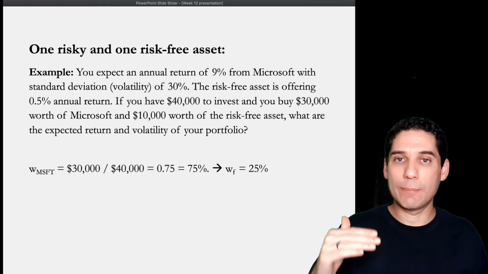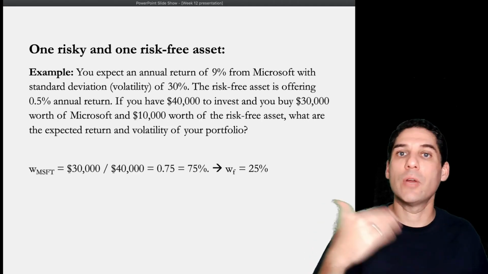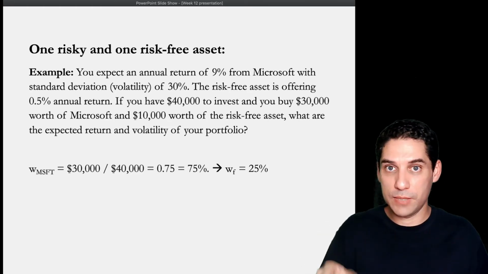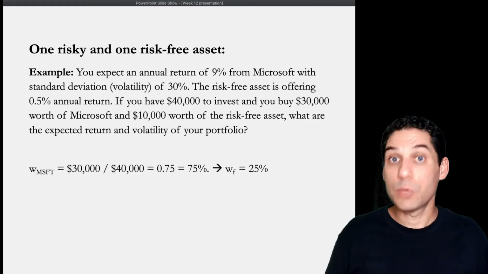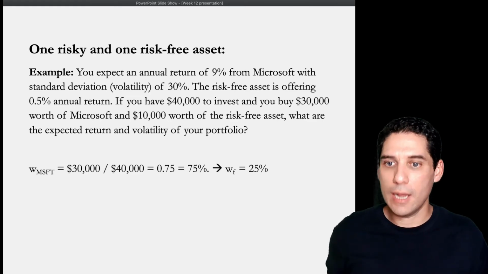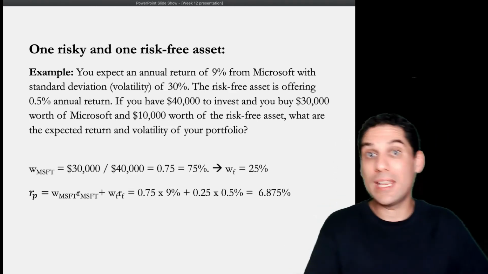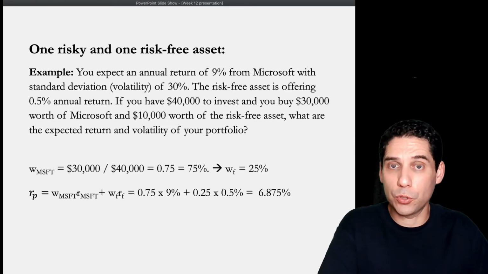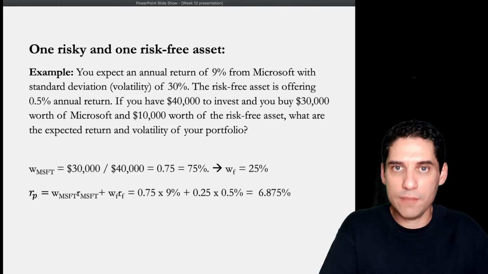So the higher the portfolio weight on the risky asset, the riskier our portfolio will be and the greater our expected return will be. The lower the portfolio weight on the risky asset, the lower our return will be, but in turn, the lower the risk will be. So that's exactly what we're going to see, right? Portfolio return, R_P, is going to be the weighted average. Weight on Microsoft, 0.75, times expected return on Microsoft, 9%, plus weight on the risk-free asset, 0.25, times expected return on the risk-free asset, 0.5.